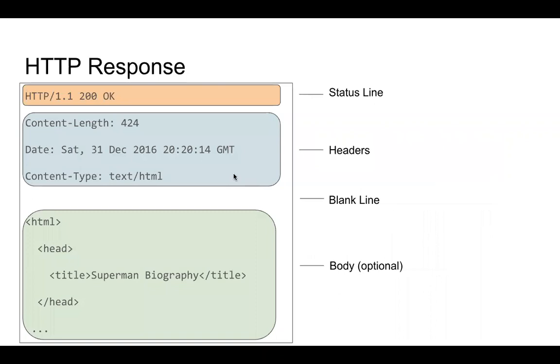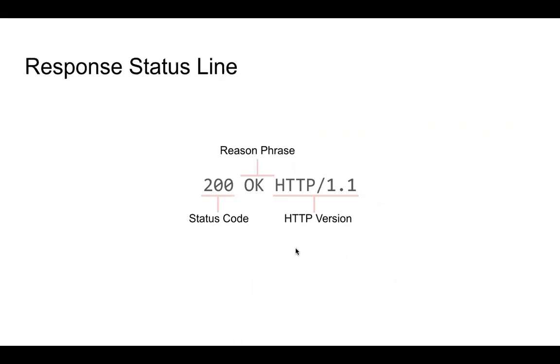Now let's talk about responses. So a response will first have a status line, then some more headers, then a blank line, and then optionally, but usually, a body. So the response status line has 3 parts. It'll have a status code and the reason phrase. So these are kind of linked to each other. The reason phrase just explains the status code.